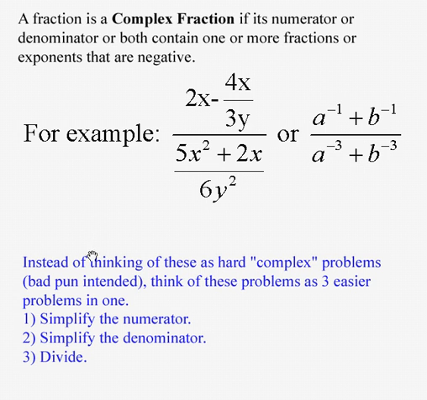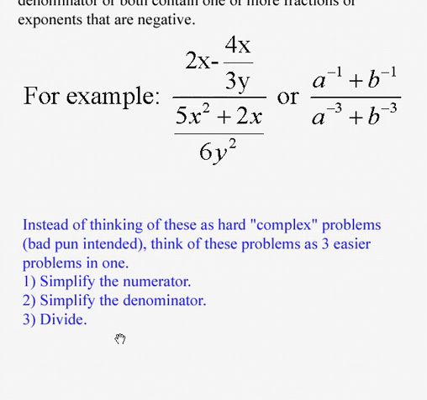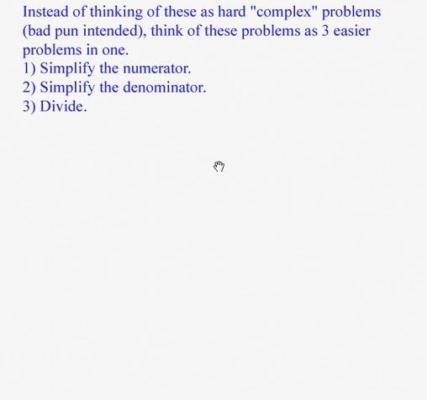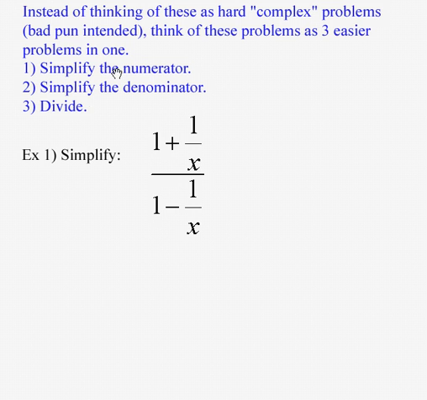Now, what I would like you to do is, instead of thinking of this as a hard or complex problem, yes, sorry about the pun, because they're complex fractions, I'd like you to think of this as 3 easier problems rolled into one. Your first job is to simplify the numerator. Second job, simplify the denominator. And then third, divide. If we think of it like that, then it'll just be what we have already done, adding and subtracting fractions and dividing fractions, only rational algebraic expressions in this case.